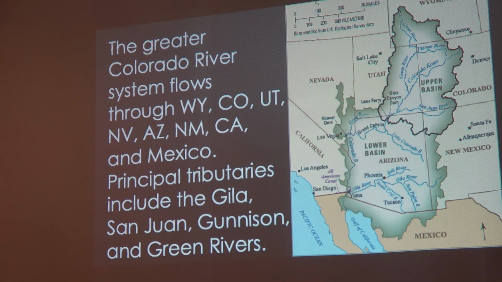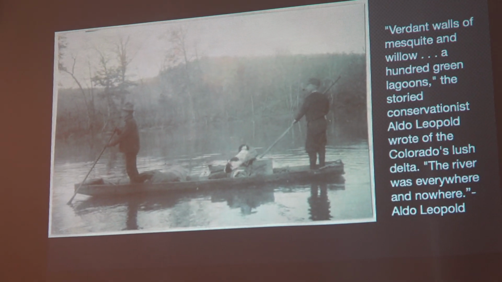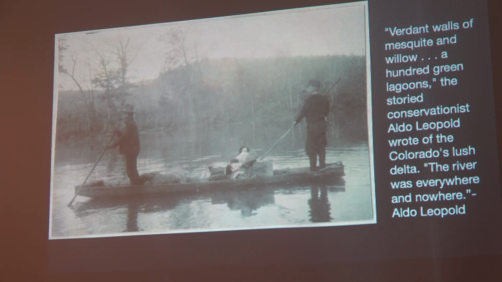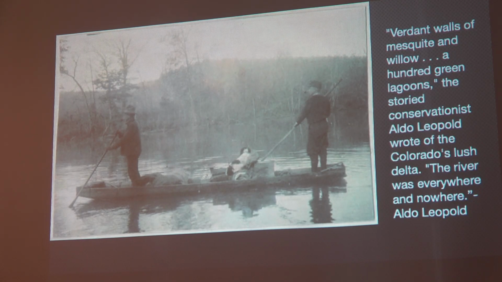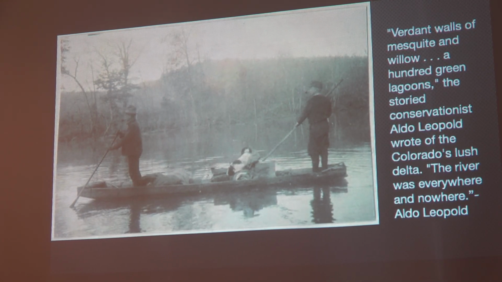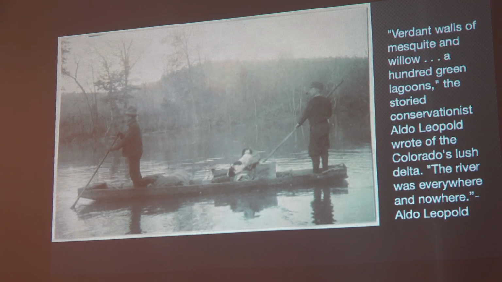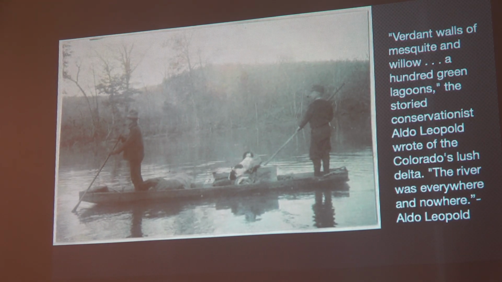But in the next picture, you'll see in 1922, when Aldo Leopold visited the Colorado River Delta, he thought it was one of the most amazing places he'd ever been in his life. He described verdant walls of mesquite and willow, 100 green lagoons. The river was everywhere and nowhere, and it's been described as one of the most biodiverse places on the planet. But since that time, it has completely dried up.